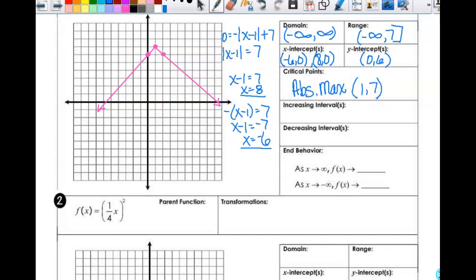Is it increasing anywhere? Yes. This is all increasing. This is all decreasing. Meaning my y values are increasing here and my y values are decreasing there. I write intervals of x. So it is increasing from negative infinity to here, which is at 1. Then it's decreasing from 1 to infinity.